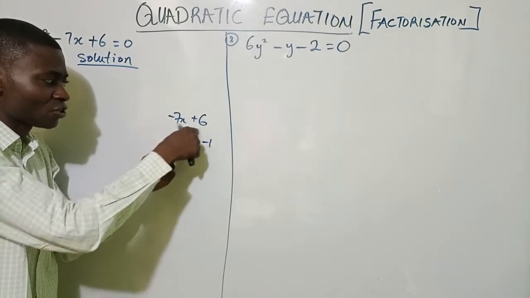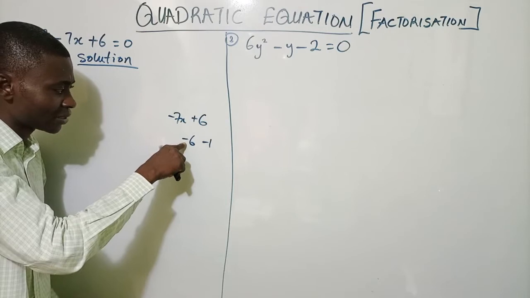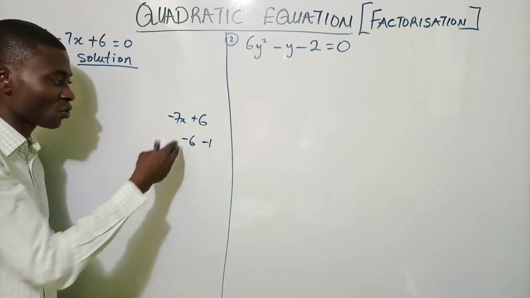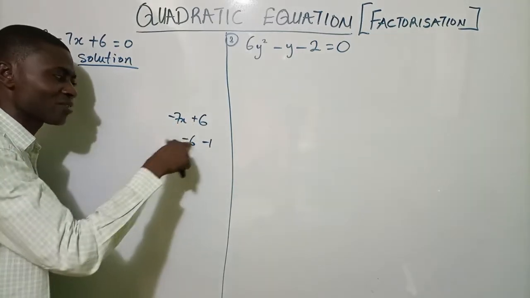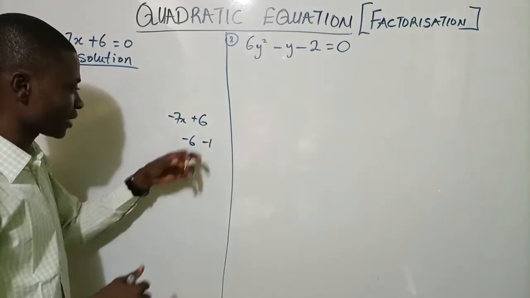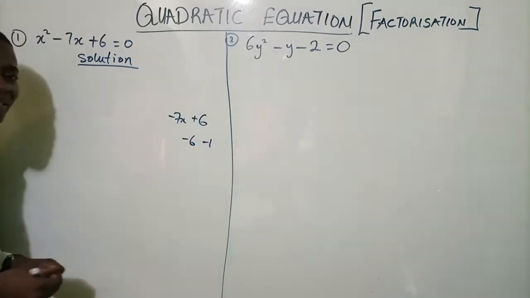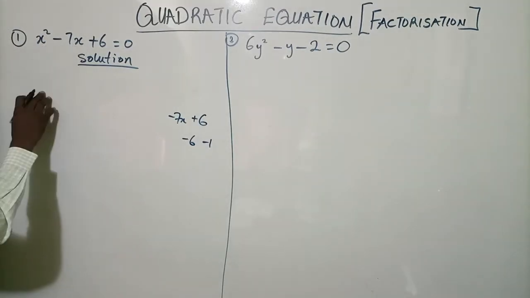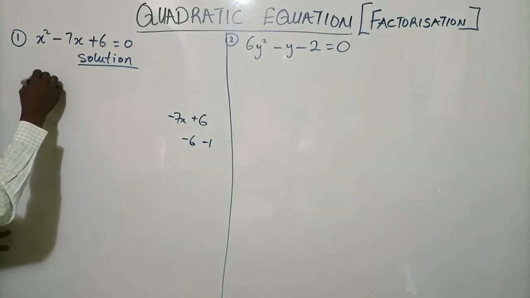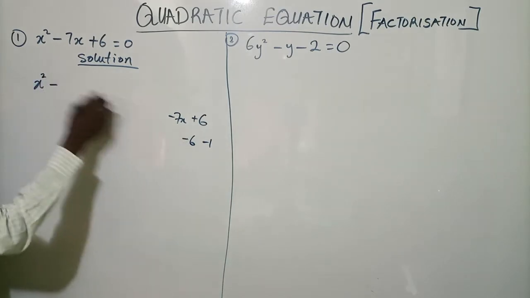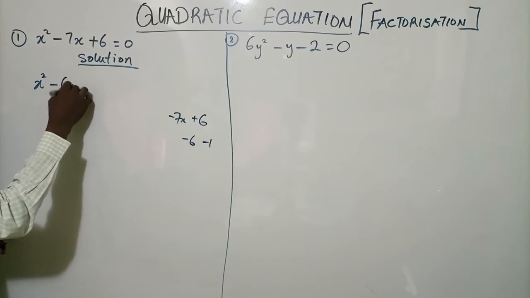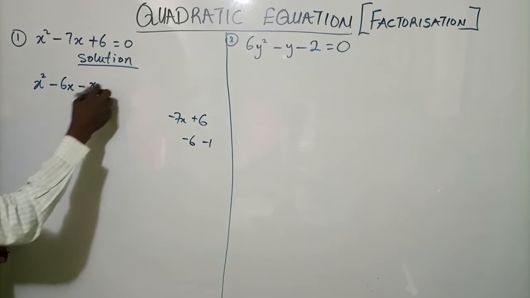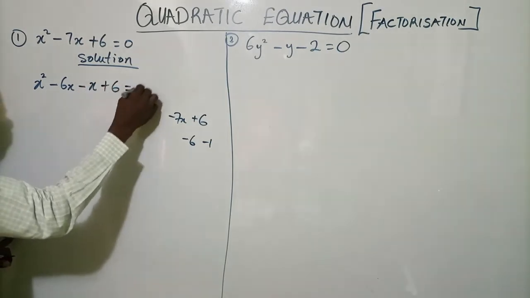Now let's check again. Does this satisfy the multiplication also? Yes. Minus 6 times minus 1: minus times minus will give us plus. So in place of this minus 7x, we now have x squared minus 6x minus 1x, the same thing as minus x, plus 6 equals 0.